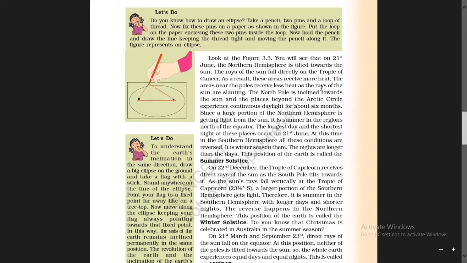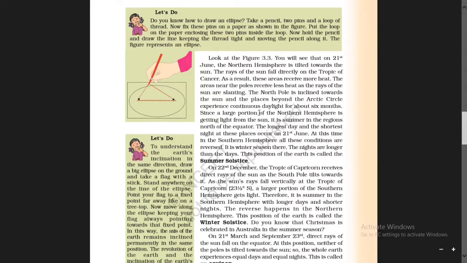The North Pole is inclined towards the sun, and the places beyond the Arctic Circle experience continuous daylight for about 6 months. That's why six months of daylight is experienced in that area.